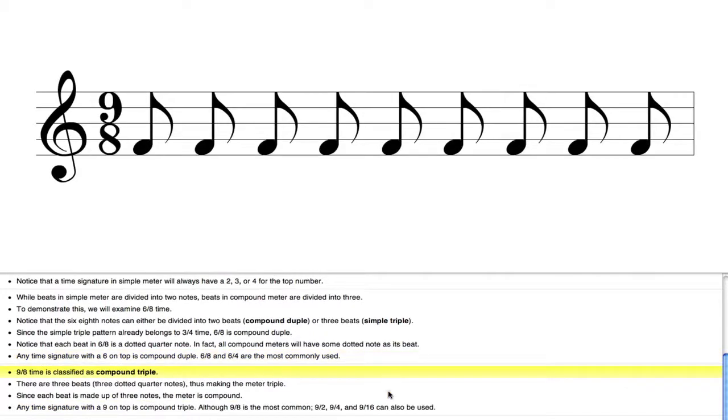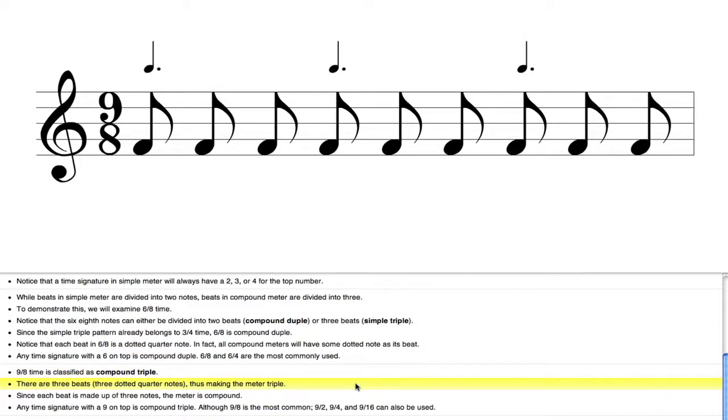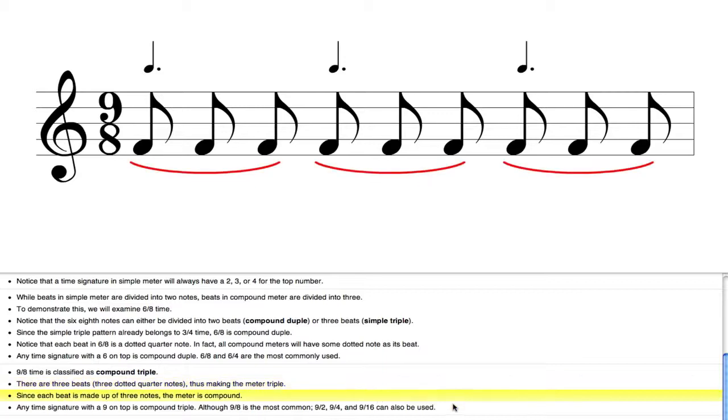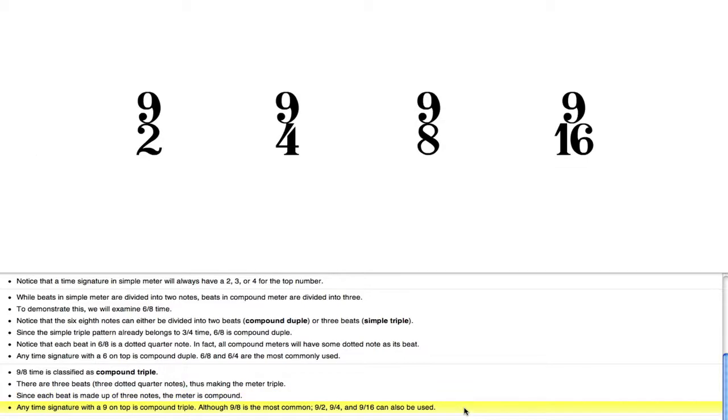9/8 is classified as compound triple. It has 3 beats, 3 dotted quarter notes, thus making the meter triple. Since each of the beats is made up of 3 notes, the meter is compound. Any time signature with a 9 is a compound triple, although 9/8 is most common. 9/2, 9/4, and 9/16 can also be used.